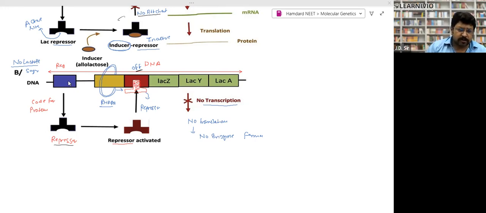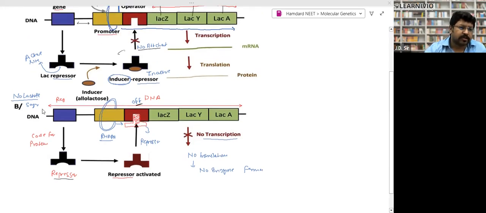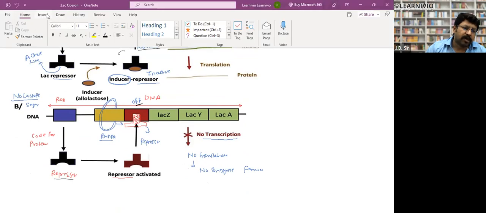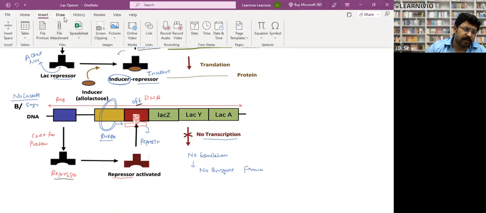This gene, what will this gene do? It will code for a protein, right? So this is a gene which is responsible for coding of a protein. So this regulatory gene will code for a protein. The name of the protein is repressor protein. This repressor protein will suppress the rest of the genes.